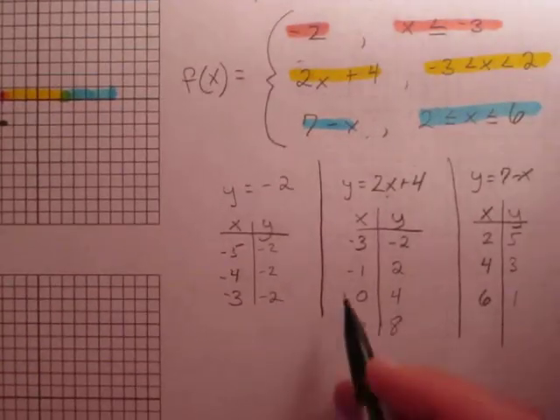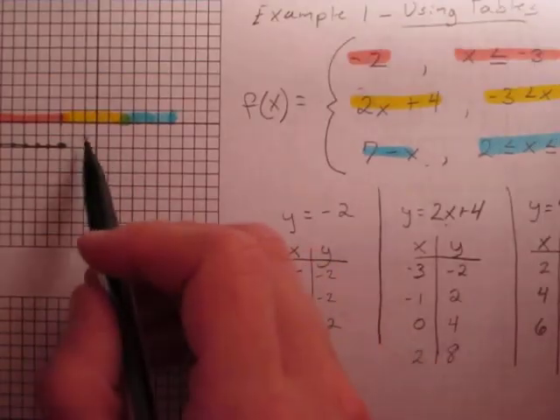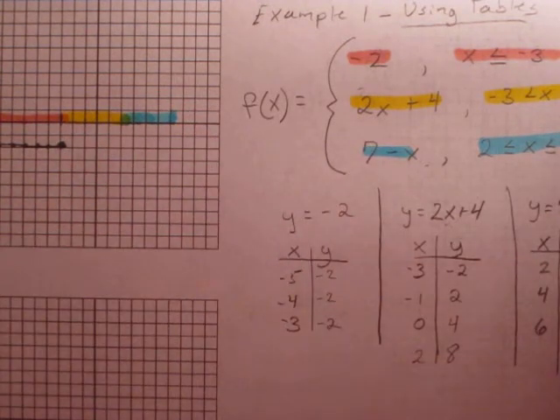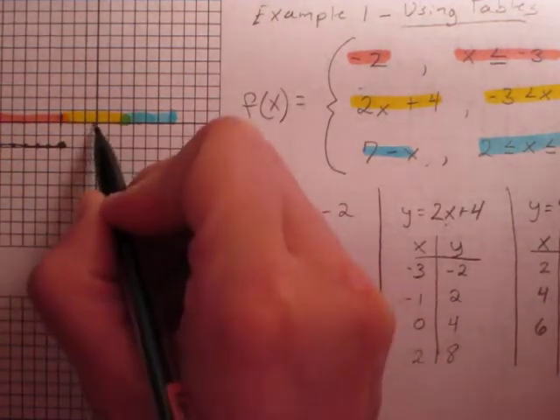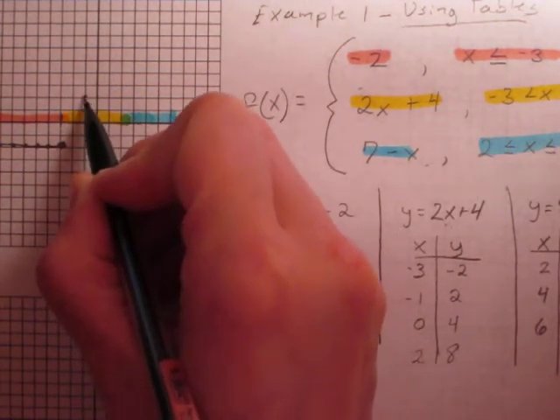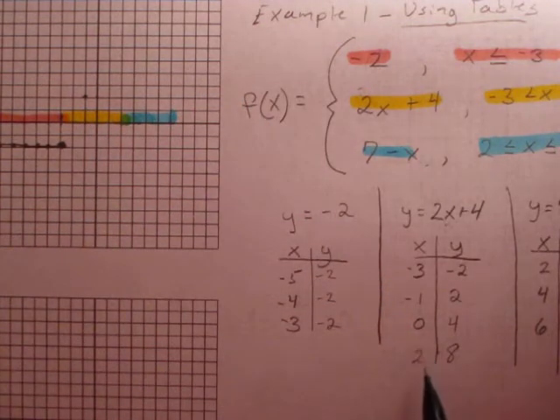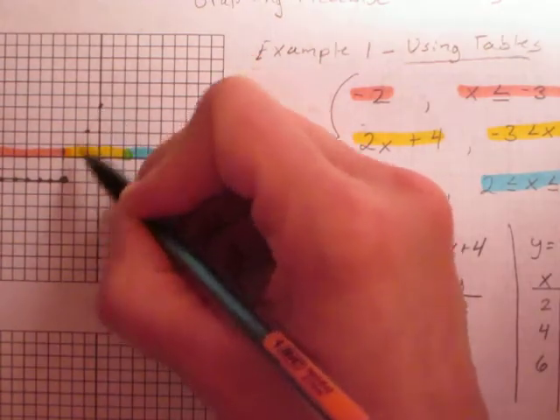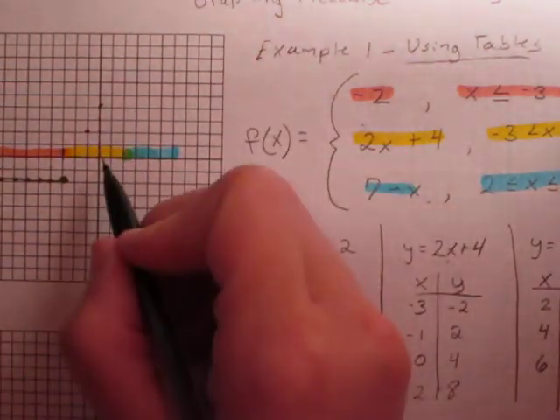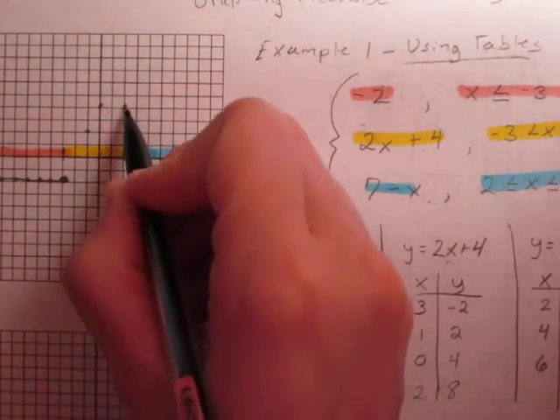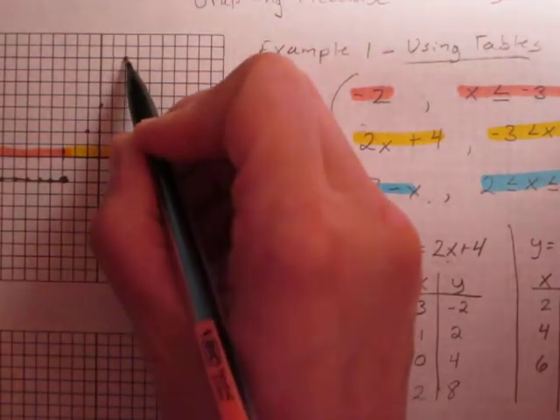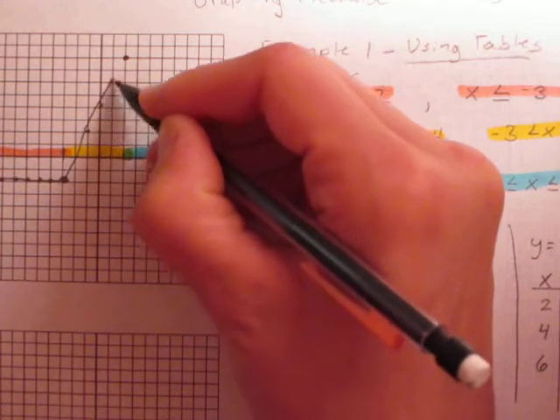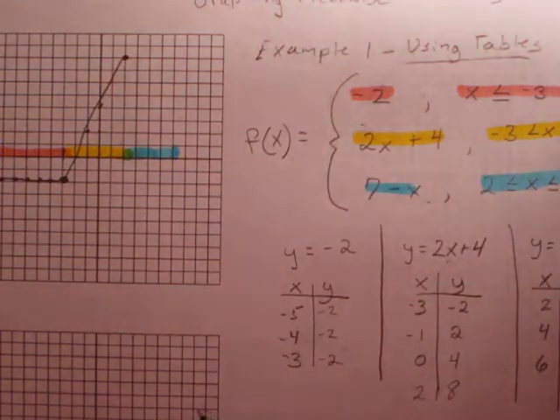Now for this one, I have the point -3, -2, which happens to coincide and intersect with this value. So since it's already colored in, I'm not really going to do anything with it. Then I have the point -1 and 2. I'm going to go ahead and put a point. Then I have the point 0, 4. Here's 0, 1, 2, 3, 4. And then I have the point 2, 8. So 1, 2, 1, 2, 3, 4, 5, 6, 7, 8. And then I connect these values. A ruler would be best.